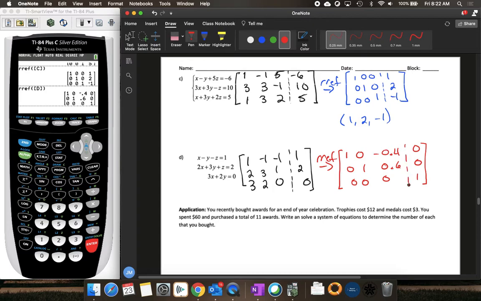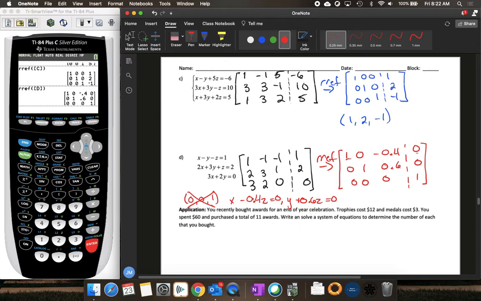All right. Now, one thing that we need to be careful with, and I'll explain why in just a moment, but we are not going to say that the answer to this system is 0, 0, 1. And here's the reason why. If you take a look, the first row actually is not saying that x is equal to 0. What it's saying is that 1x minus 0.4z is equal to 0. And the second row is saying that 1y plus 0.6z is also equal to 0.